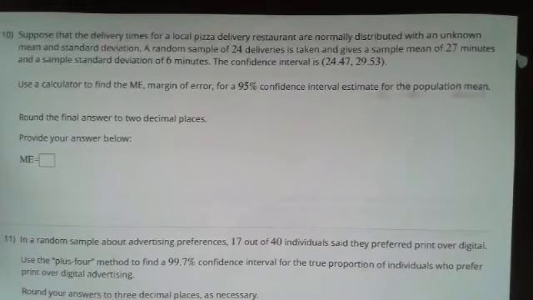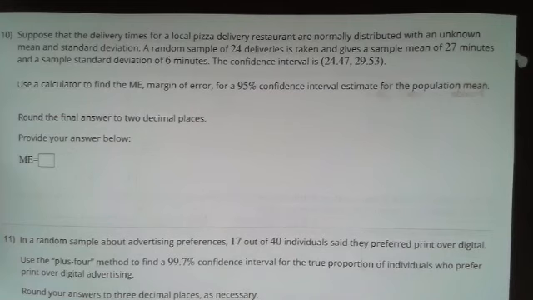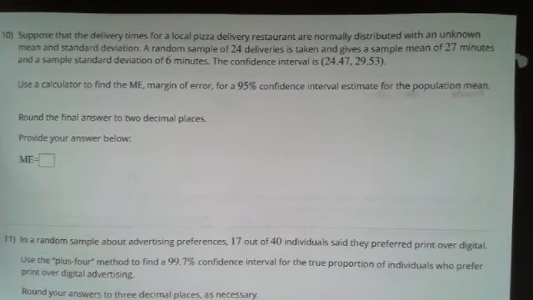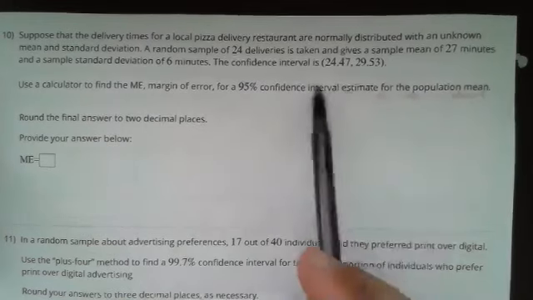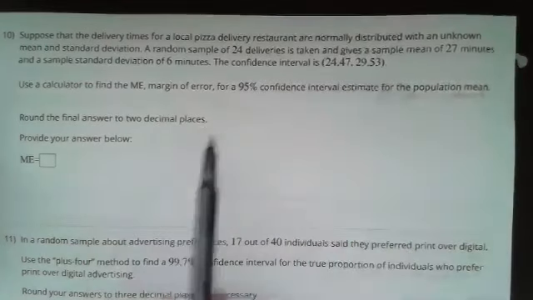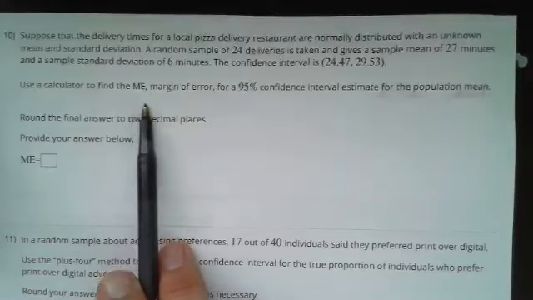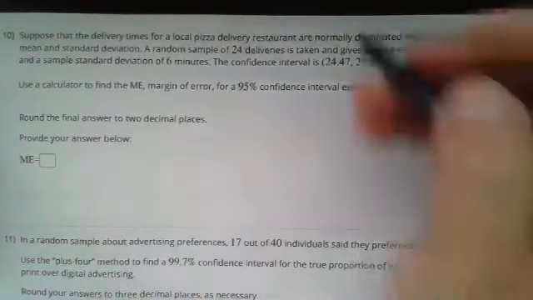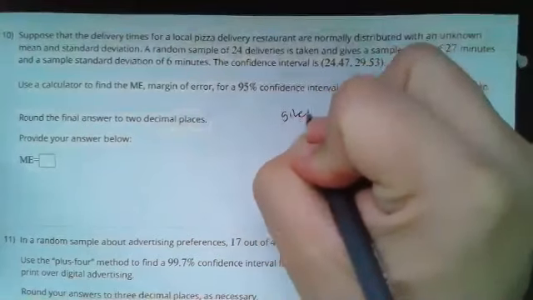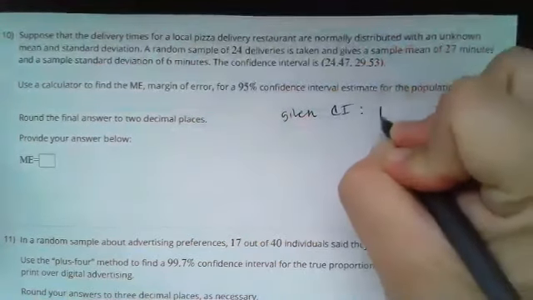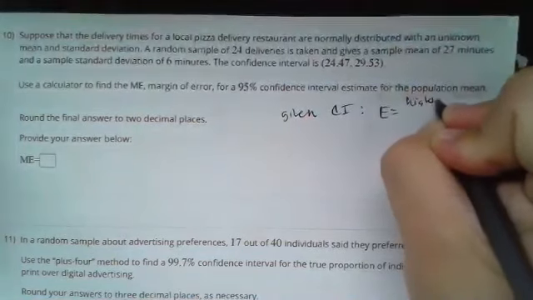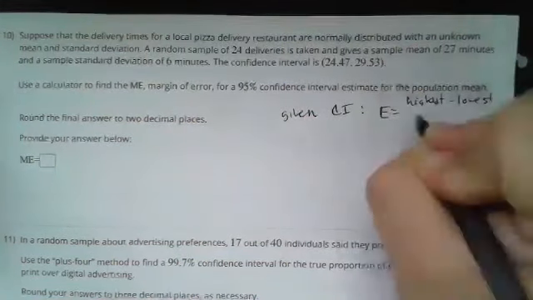suppose that the delivery times for a local pizza delivery restaurant are normally distributed with an unknown mean and standard deviation. A random sample of 24 deliveries is taken and gives a sample mean of 27 minutes and a sample standard deviation of 6 minutes. Okay, so that's a lot of info, but then it gives us the confidence interval. So again, it wants to find the margin of error. So the margin of error is this, so it's the same kind of problem.